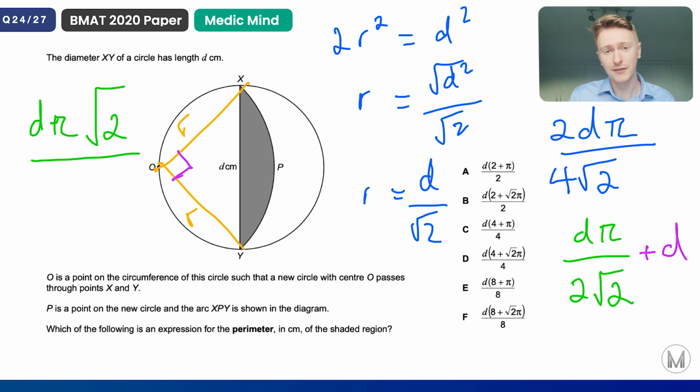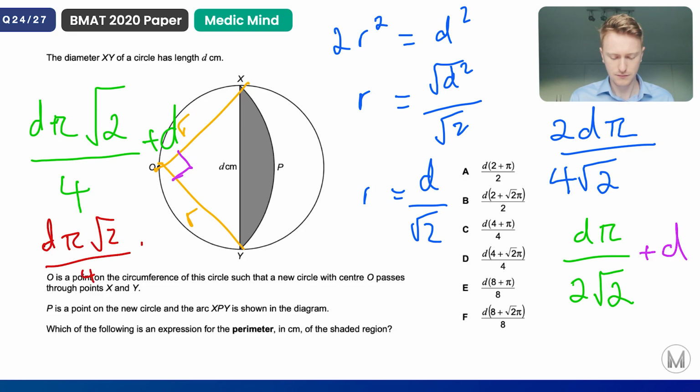And then 2 root 2 multiplied by root 2 will give us 2 multiplied by 2, which is 4. Plus the d that we had from over here in pink. We then express d as a fraction over 4, so 4d over 4. We can then combine these fractions to give us d times pi times root 2 plus 4d. Because d is common to both of these, we can take d out of the brackets, and we end up with d bracket 4 plus pi root 2 all over 4. And that fits with answer option D.